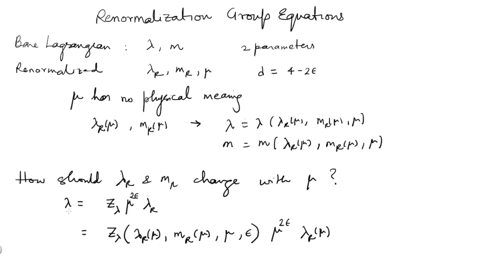So if I change mu, lambda should not change. But on the right hand side, even though individual pieces z lambda, mu to the 2 epsilon and lambda r individually will change, they all should change together in a manner that the dependence completely gets cancelled because the left hand side is independent. And that is all I am going to utilize now. No great wisdom, just this much.